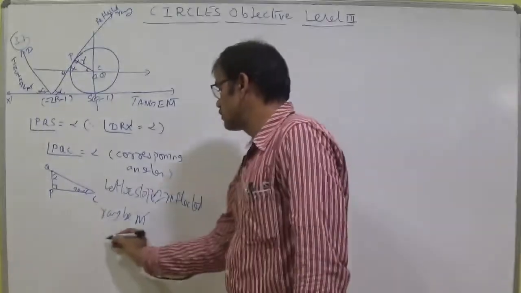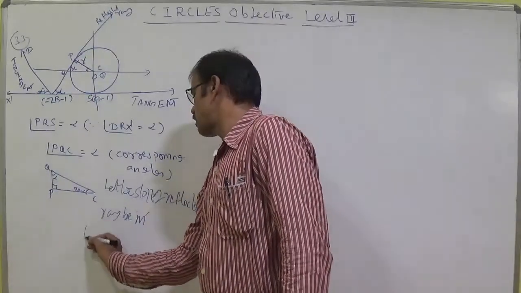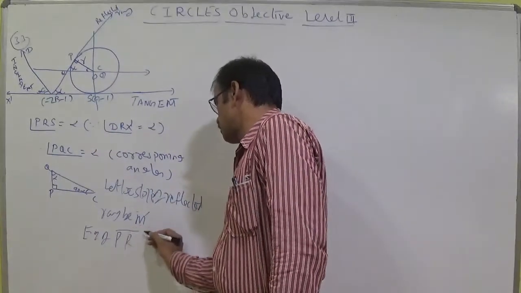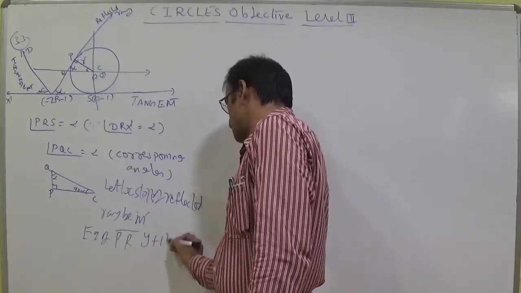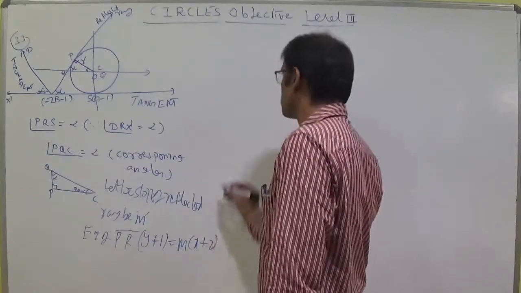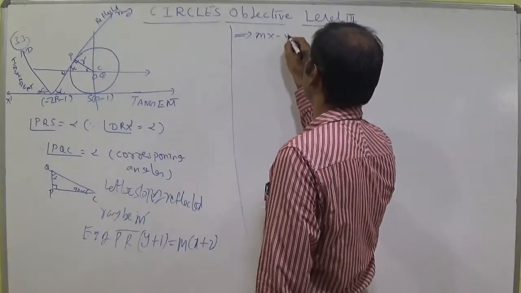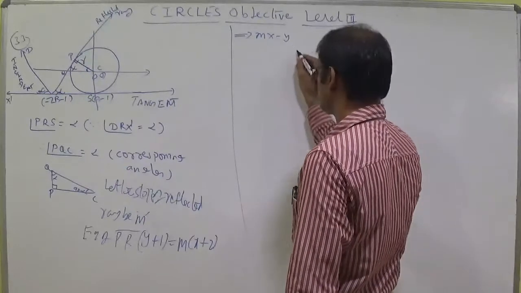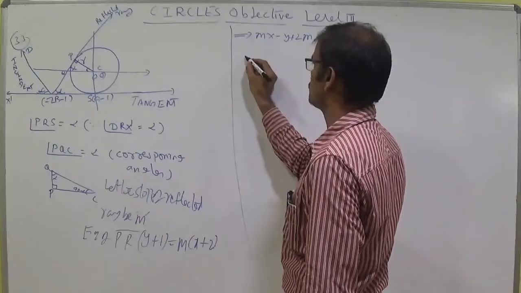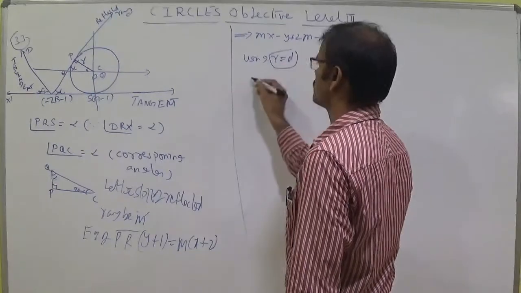Let the slope of the ray be m. We can write the equation of PR, the reflected ray. The equation of PR, using the formula for a line passing through a point, is y minus y1 equals m into x minus x1. So y plus 1 is equal to m into x plus 2. That implies mx minus y, taking this side, becomes mx minus y plus 2m minus 1 equal to 0. Whenever this is a tangent to the circle, we use r is equal to d.